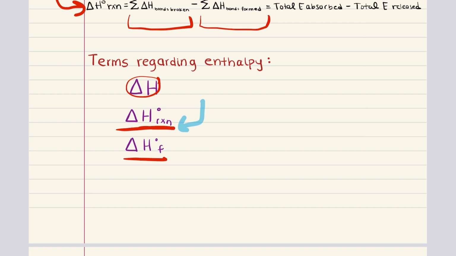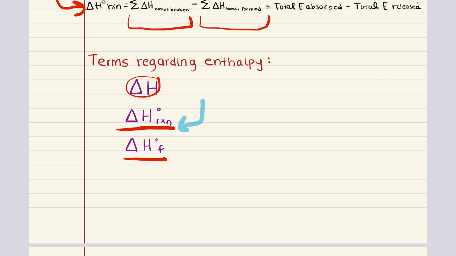This is the enthalpy change when a reaction occurs under standard conditions. That means 1 atmosphere pressure at 298 Kelvin, with all reactants and products in their standard states. This means that this is the physical state in which the substance is most stable under standard conditions. Now, this value is typically expressed in kilojoules per mole, and the standard enthalpy of a reaction can be determined using the standard enthalpies of formation of the reactants and products.